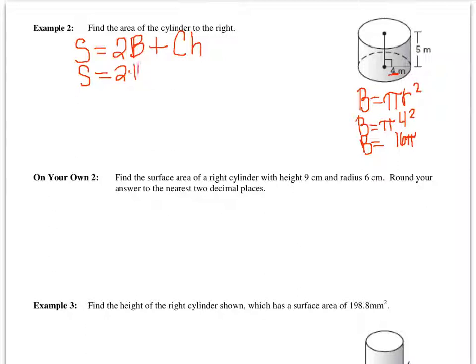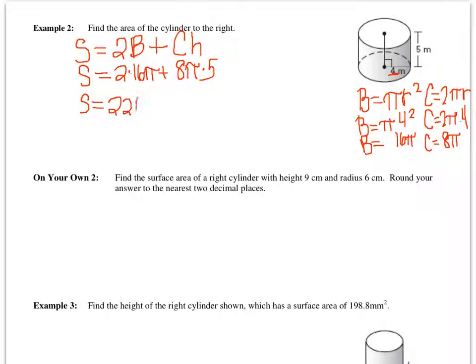So 2 times 16 pi plus my circumference. The circumference equals 2 pi times the radius. So my circumference equals 2 pi times 4, or that's 8 pi. So plus circumference, that's 8 pi times the height, which is 5. And if you just put that all into your calculator and simplify, you'll find the surface area is 226.19, and my unit here would be meters squared. All right, you should pause it and try the next one.